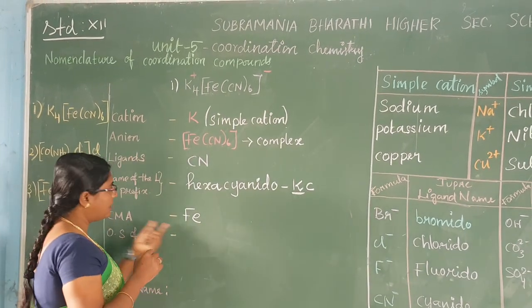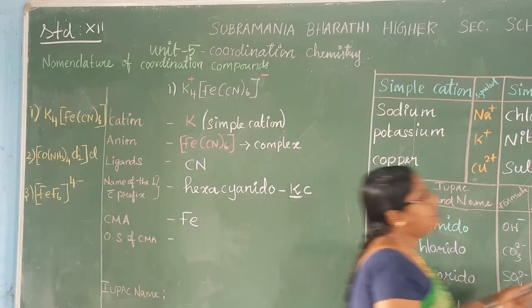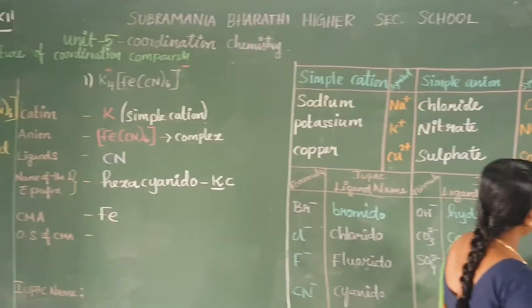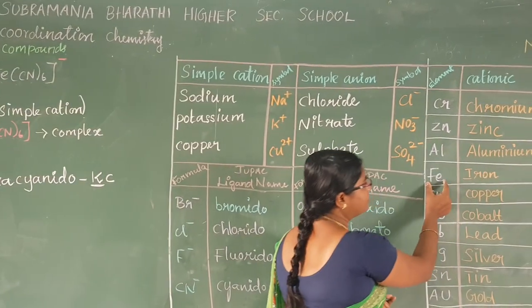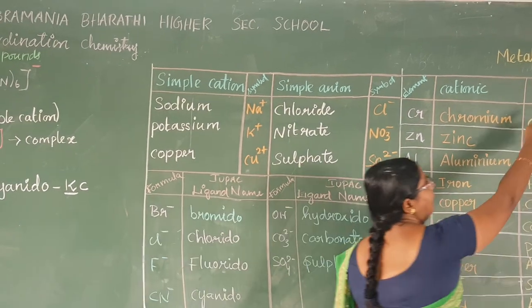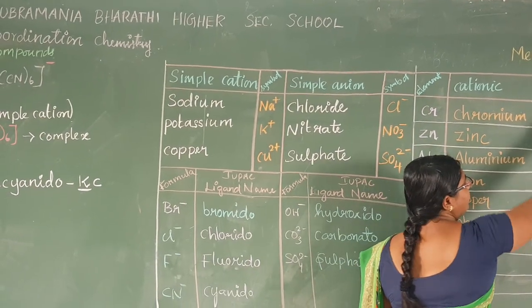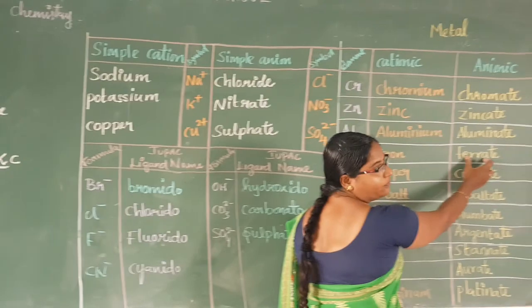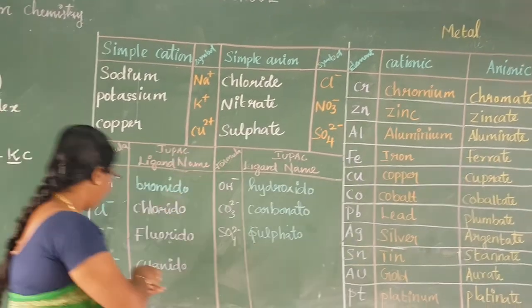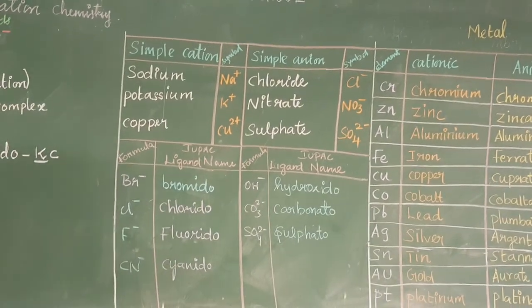So iron is the central metal atom. See the metal here, which is our central metal atom. Iron is our central metal atom. It is an anionic complex. Anionic complex means I have to write what? Ferrate. Okay, so I will write ferrate here.